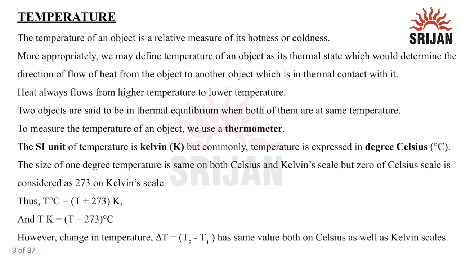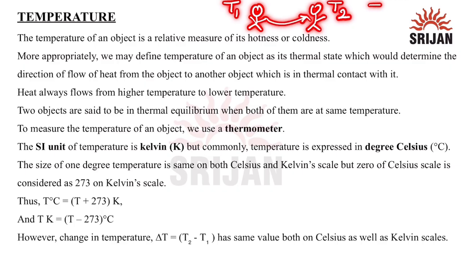Now, temperature. The temperature of an object is a relative measure of its hotness or coldness. More appropriately, I can define the temperature of an object as its thermal state, which determines the direction of flow of heat from the object to another object in thermal contact with it. Let's say my temperature is T1 and another person's temperature is T2. If I touch that person and T2 is greater than T1, relatively I can say your temperature is more than mine. In this case, the heat will get transferred from his hand to mine.